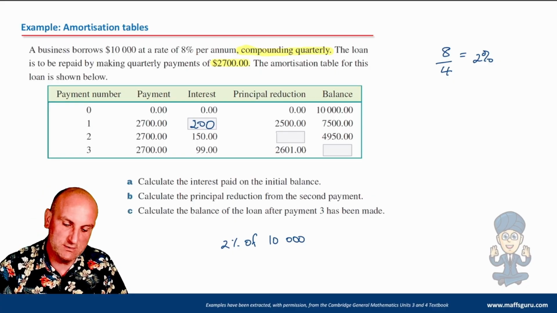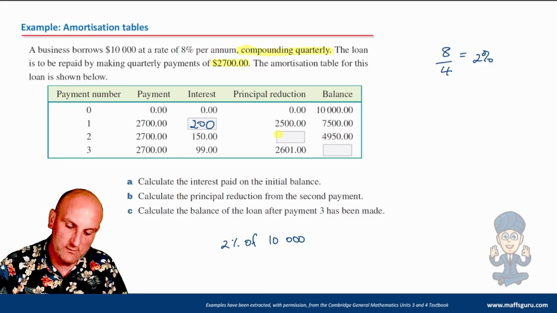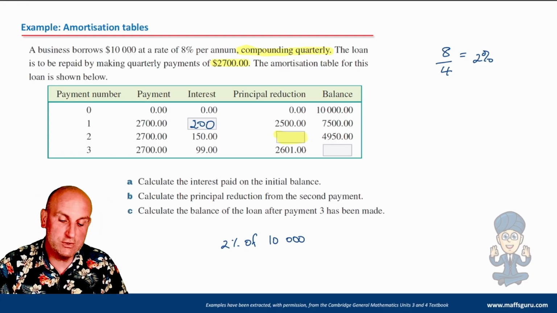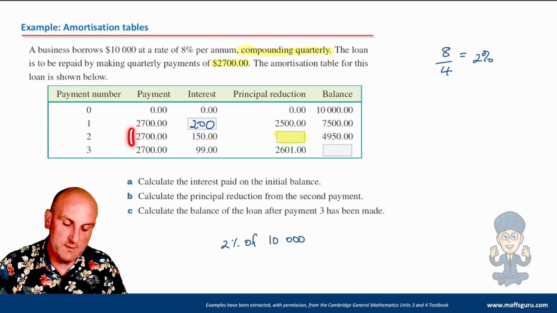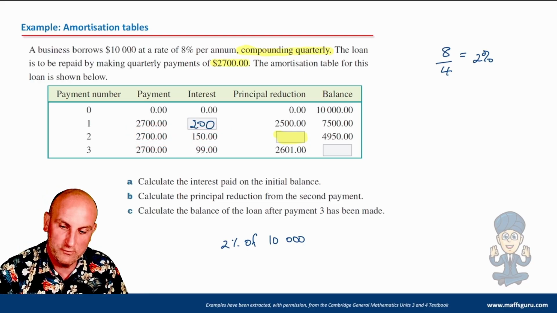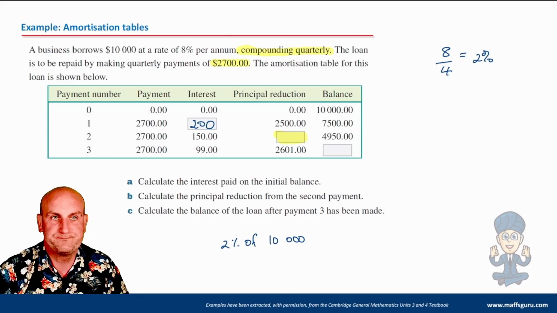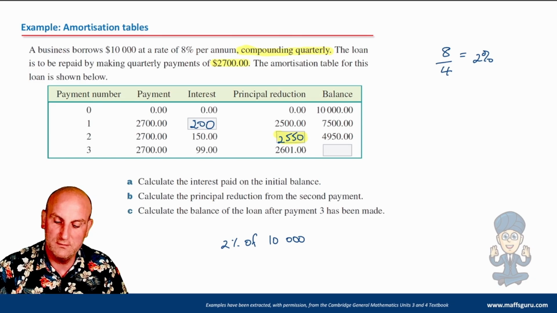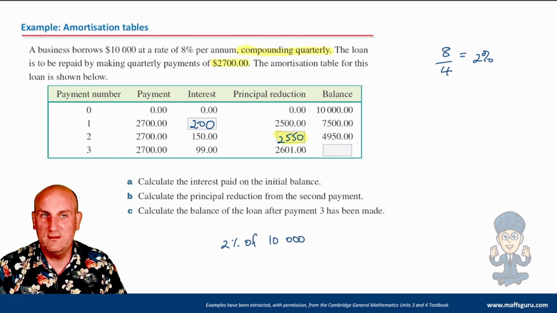So I suppose now the question is, is there another way for part, what is it? Calculate the principal reduction. So we're now going to try and find this value here. Well, how do I find that value there? Well, there are two ways of doing it. I can do my payment minus my interest. So I'm actually going to do that off here, 2,700 minus $150. Gives me 2,550. But is there another way of doing it?